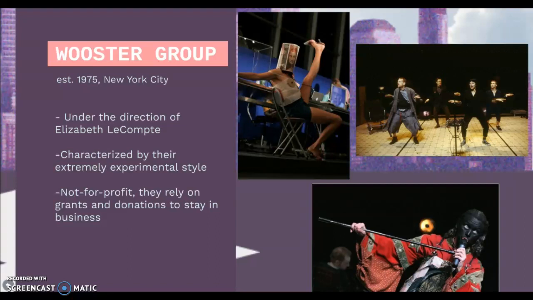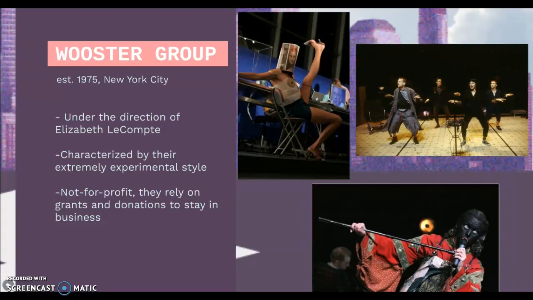They have a permanent playhouse. They've actually been in it since 1975. They call it the Performance Garage. It's at 33 Wooster Drive in Soho, New York.